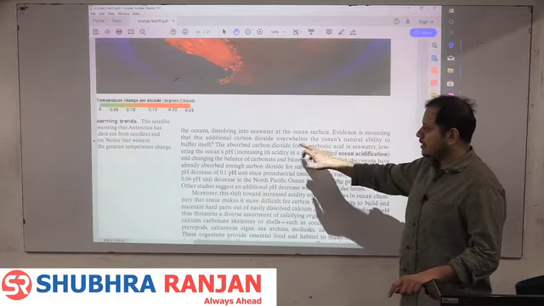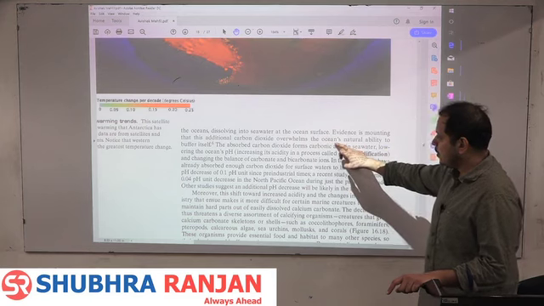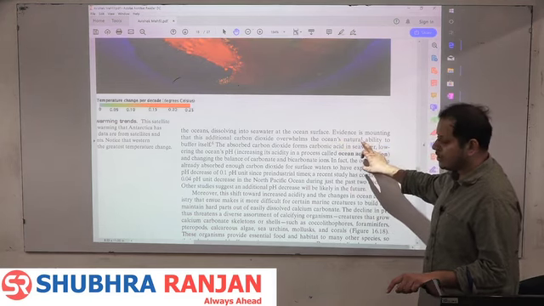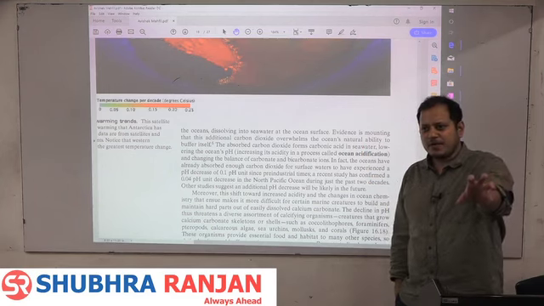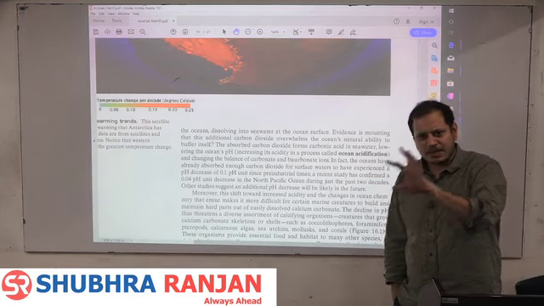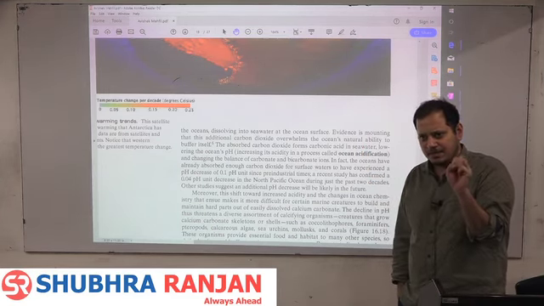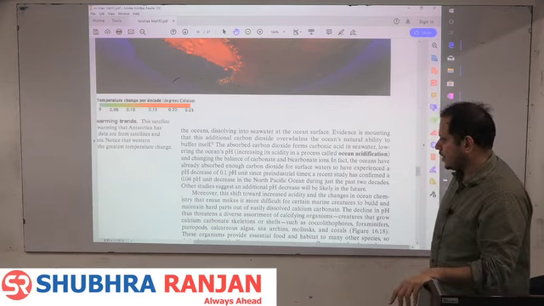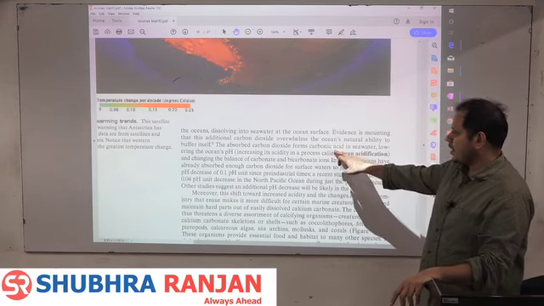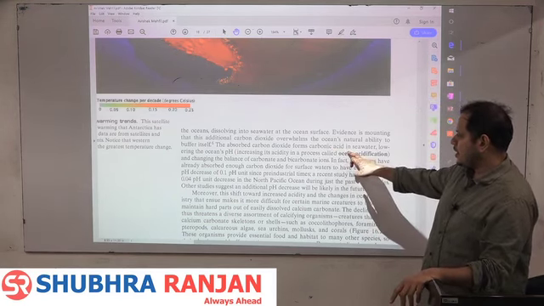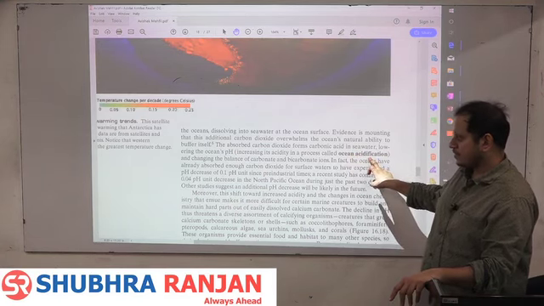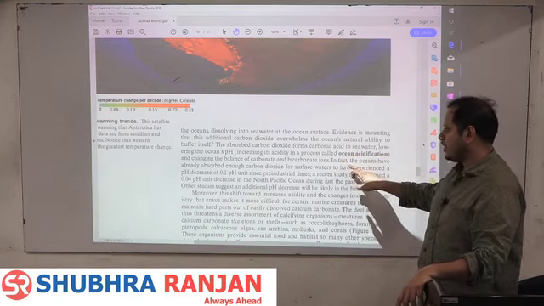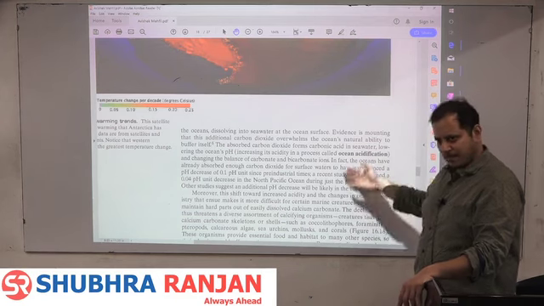Evidence is mounting that this additional carbon dioxide overwhelms the ocean's natural ability to buffer itself. मतलब ये excess carbon dioxide oceans निकाल नहीं सकता. Otherwise natural जो carbon dioxide है वो ocean निकाल सकता है by the process of this thing. This absorbed carbon dioxide forms carbonic acid, lowering the ocean's pH, known as ocean acidification, changing the balance of carbonate and bicarbonate ions. Fine.